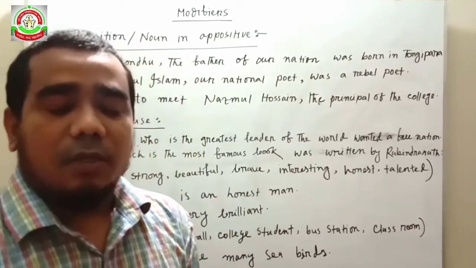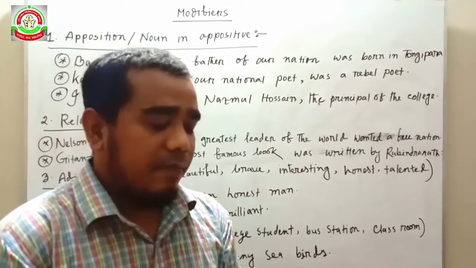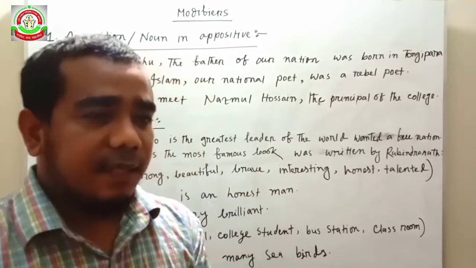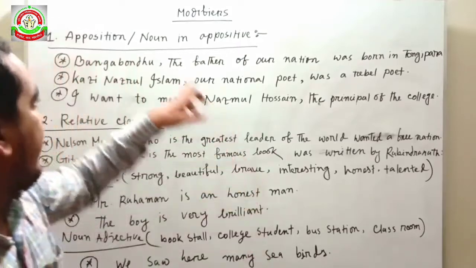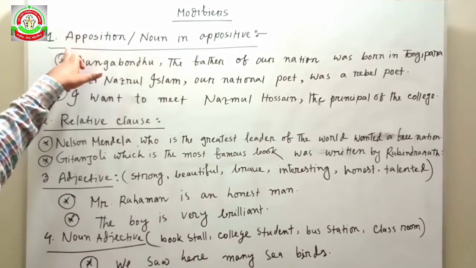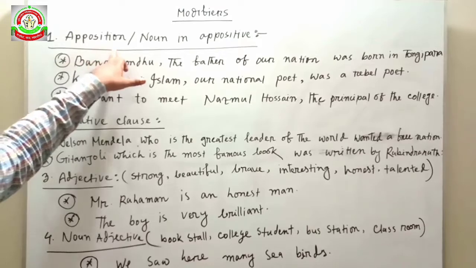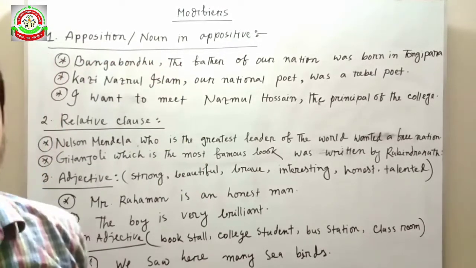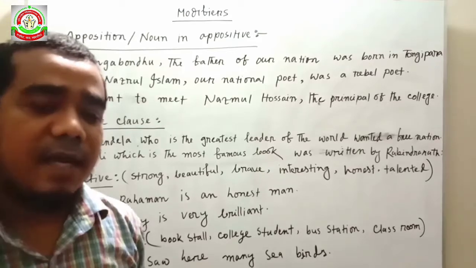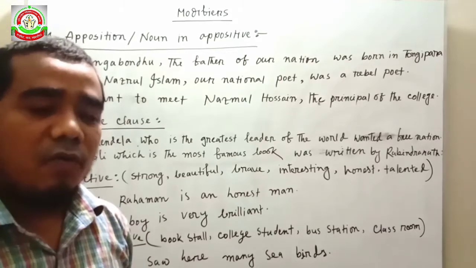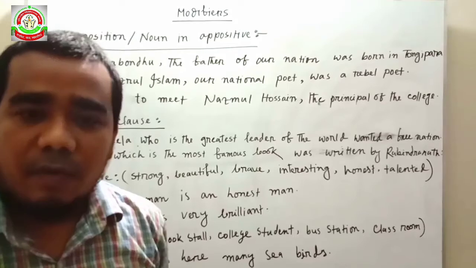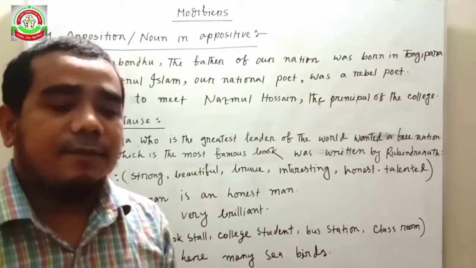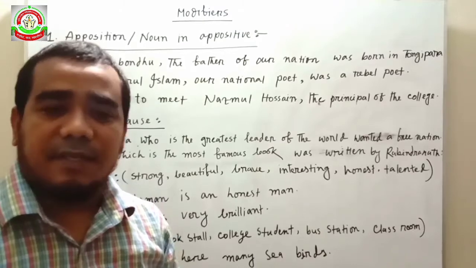So today we will discuss the modifiers from the beginning. Let's see the board. Here I have written a modifier, apposition or noun in apposition. Apposition is one kind of phrase, and this kind of modifier always post-modifies a noun. It is a combination of words. There are no finite verbs or subjects.